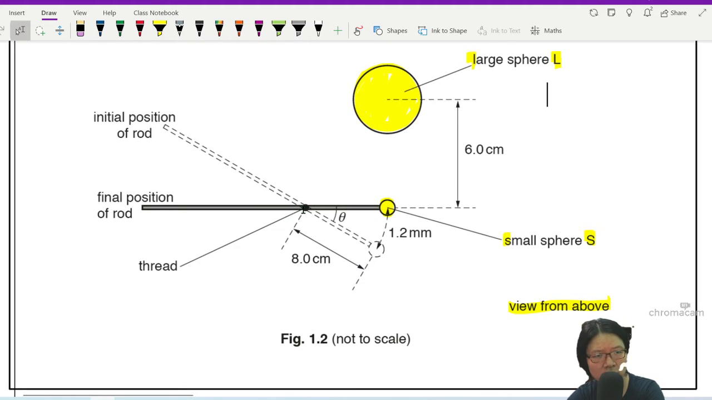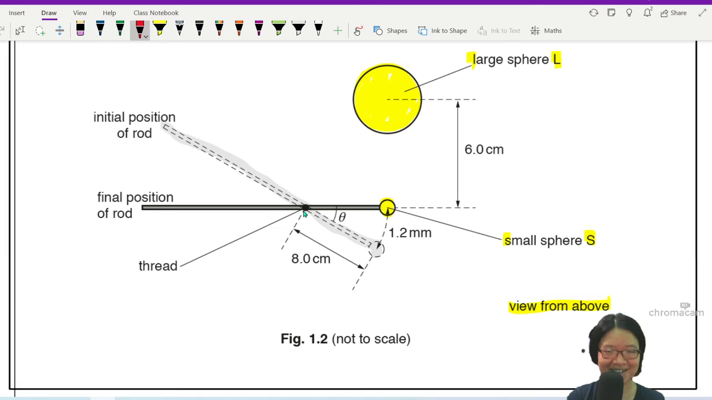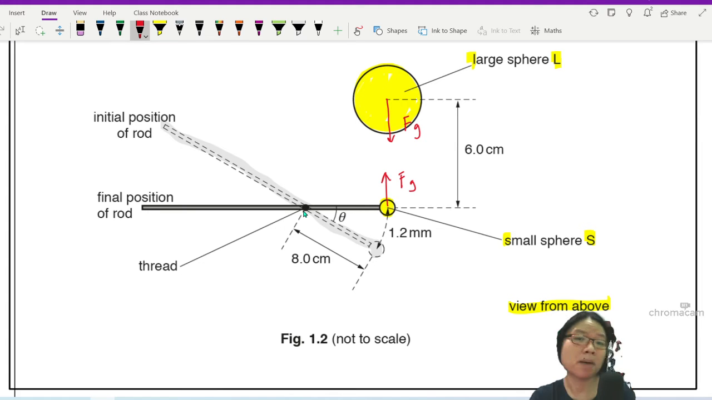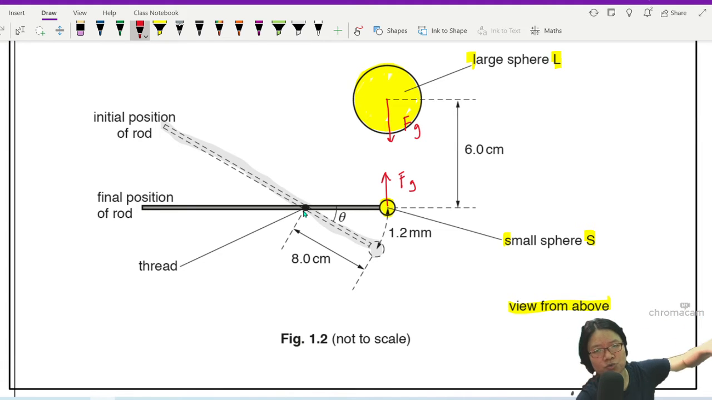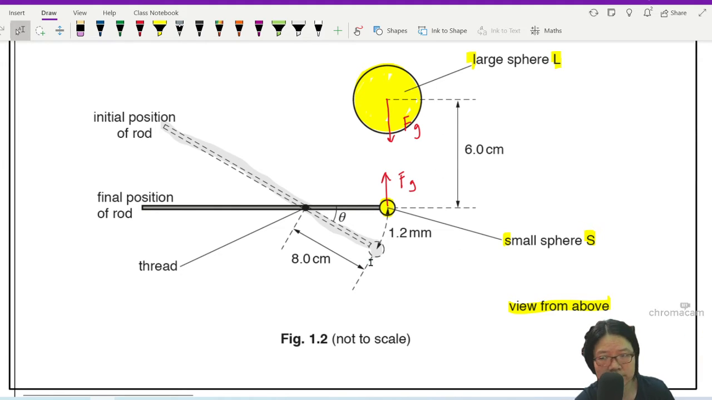Strangely, the initial position of the rod is here on this line. And it gets attracted such that it tilts ever so slightly towards L. So L is like, hey, small sphere S, I see you. Gravitational force. And of course, the gravitational force goes both ways because Newton's third law will always apply. But we are not measuring the reaction force on L. We are only measuring the force on S. How do I know? Because all the measurements are on S.